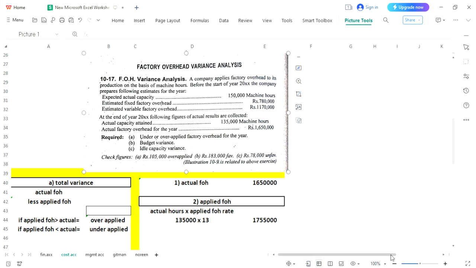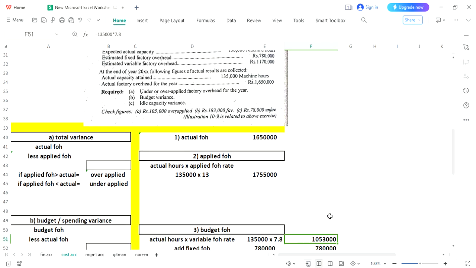For that purpose, the amounts are present on your right side. Two types of FH are needed. First is actual FH, and here actual FH is mentioned on number 1, and this was given in your question. So you are supposed to write the same amount, 16,50,000 over here, and then you need applied FH. This is your applied FH, and you have calculated it 17,55,000. You need to put this 17,55,000 in front of applied FH.